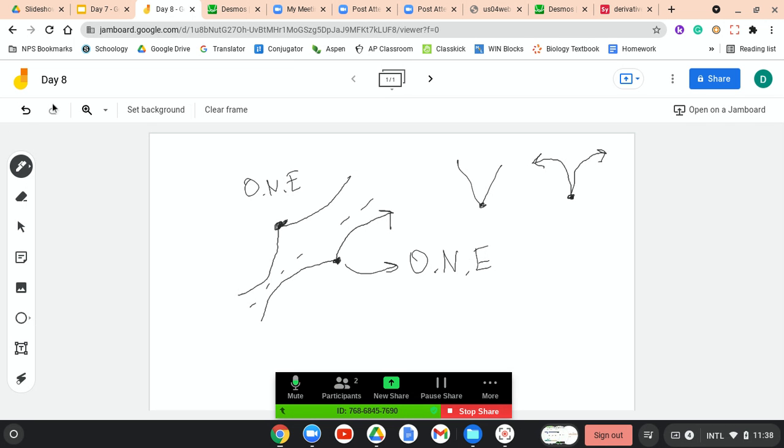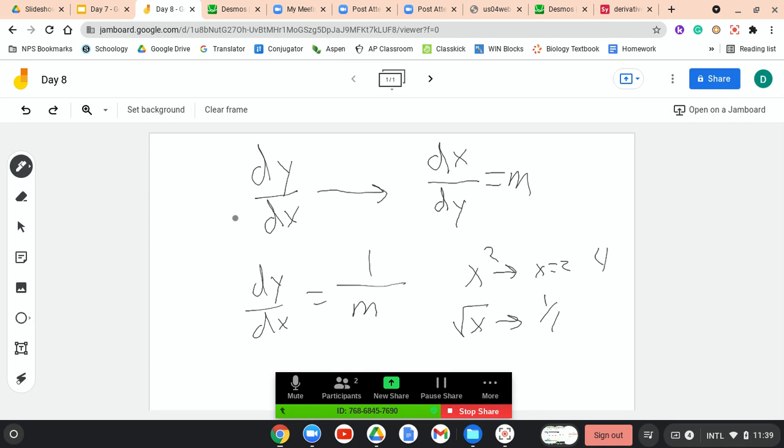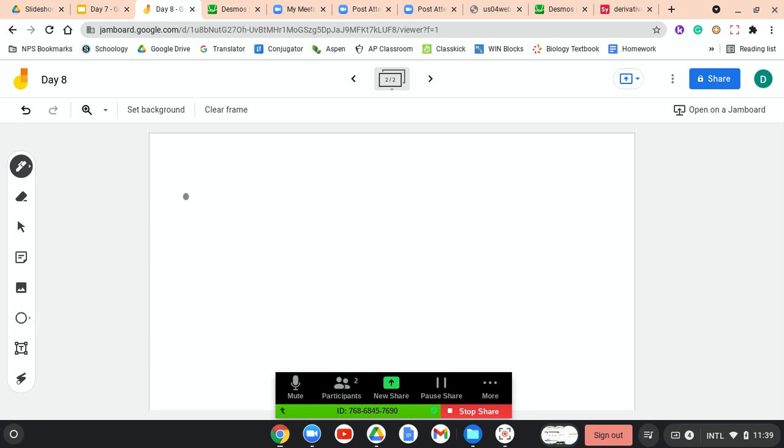Additionally, if I found the inverse of y equals 4, I'd take the line y equals 4 and I'd reflect it over the line y equals x, right? What happens when I reflect this line over y equals x? That's just x equals 4. It's like a vertical line.